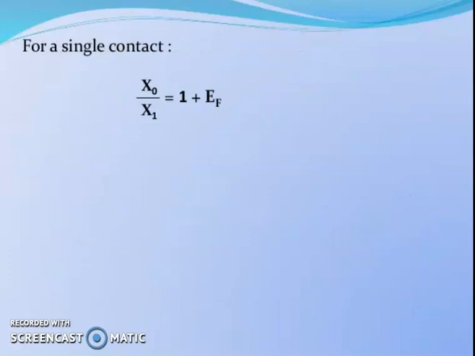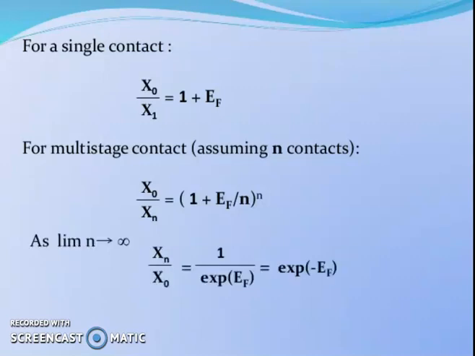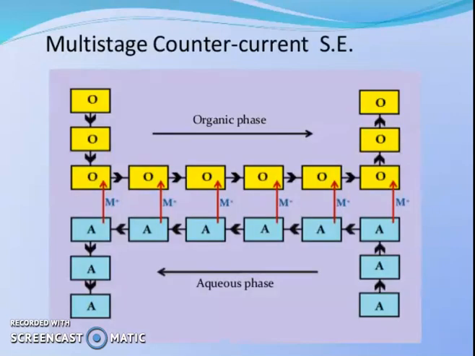So, for single contact, X naught divided by X is equal to 1 plus EF. For multi-stage contact, assuming N contacts, X naught divided by Xn is equal to (1 plus EF divided by N) to the power N. Now, as the limit N tends to infinity, Xn divided by X0 is equal to 1 over exponential EF, which is equal to exponential minus EF. So, multi-stage contacting is best.